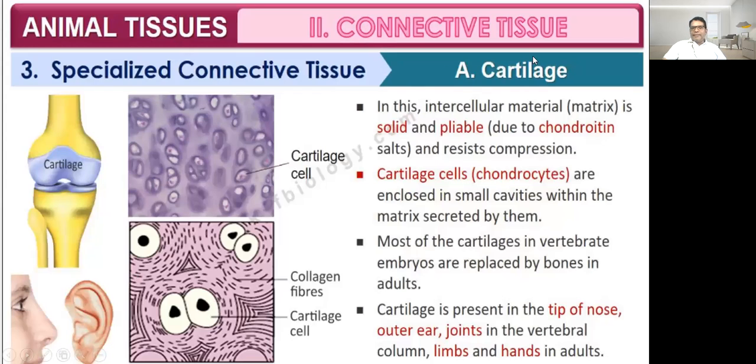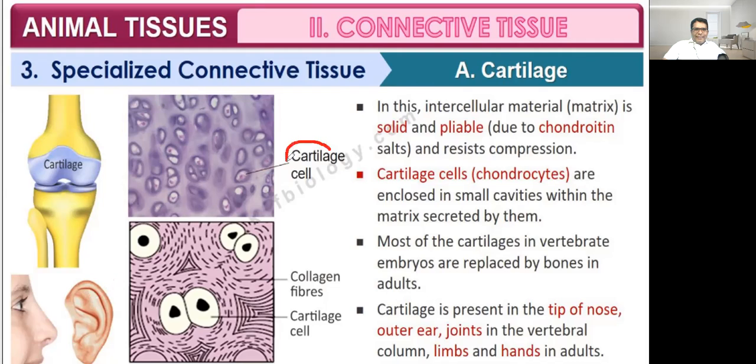Now, I will be discussing specialized connective tissues. Specialized connective tissue includes cartilage, bones, and blood. First we'll be discussing cartilage. What is cartilage? This is bone 1 and bone 2. This is a knee bone. At the head of two bones you can find cartilage. The ear is also made up of cartilage.